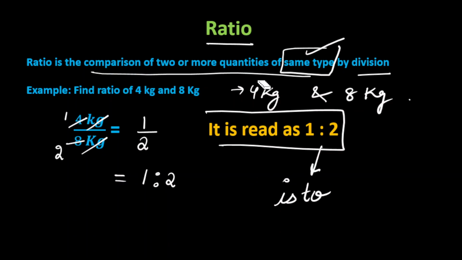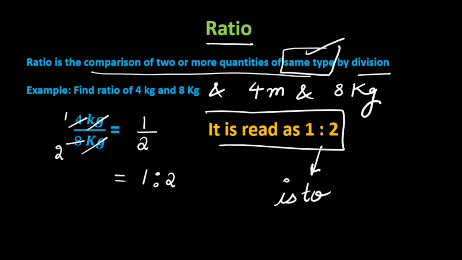Here if I change the question to this one, find the ratio of 4 meter and 8 kg, then we won't be able to find the ratio because the quantities are not of same kind. So same kind, you have to be very careful. The quantities of same kind we can compare using ratio.